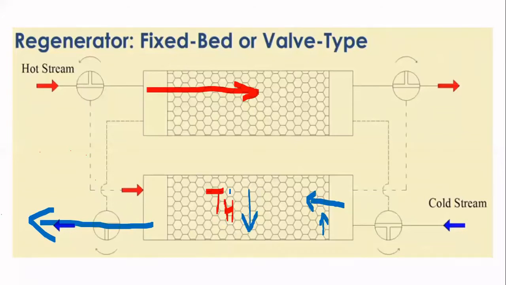Now for the second cycle, what is going to happen? Since the cold stream has taken heat from this particular matrix, this matrix will have a lower temperature now. So again we can let the hot stream pass through it, and again the temperature of this one will elevate.